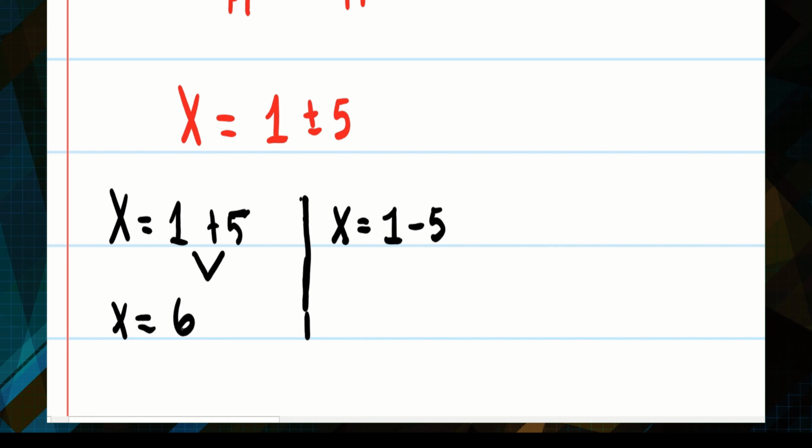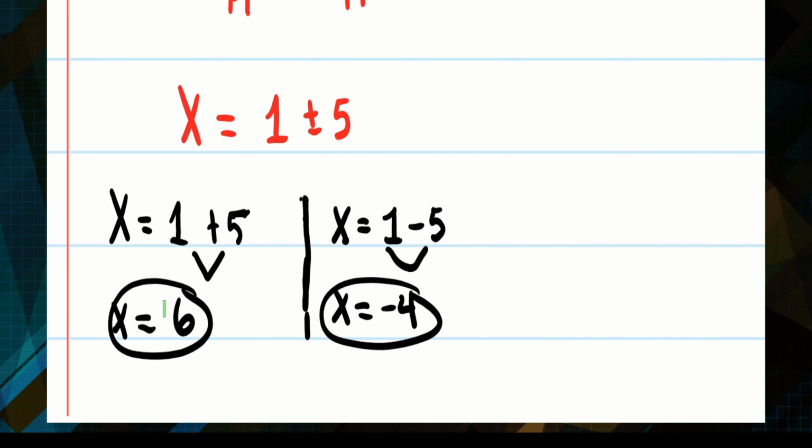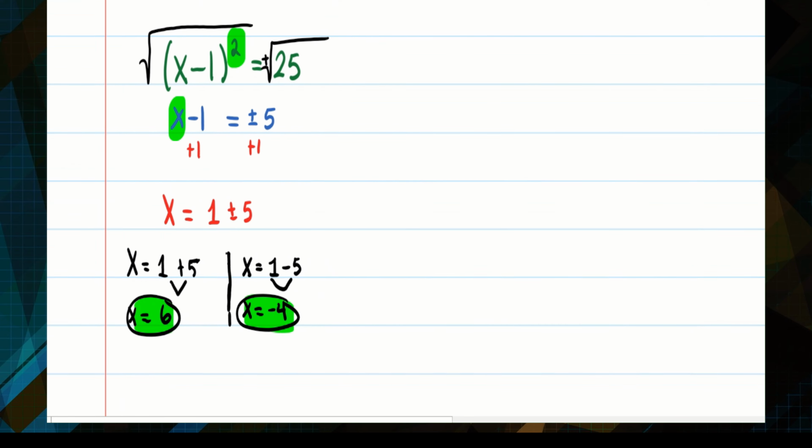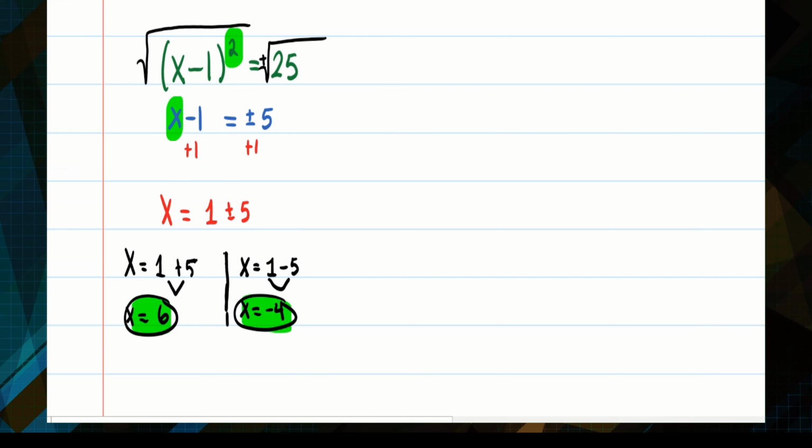So let's solve each of those equations. We get 6 here, so that's one of the answers. And on the second one, we're going to get negative 4. So my two solutions here, my two roots are going to be x equals 6 and x equals negative 4.